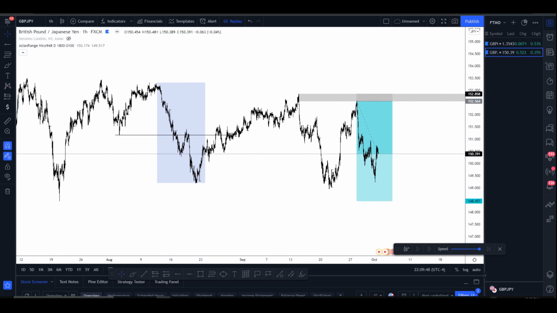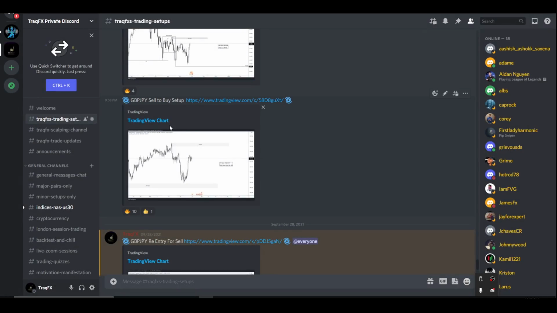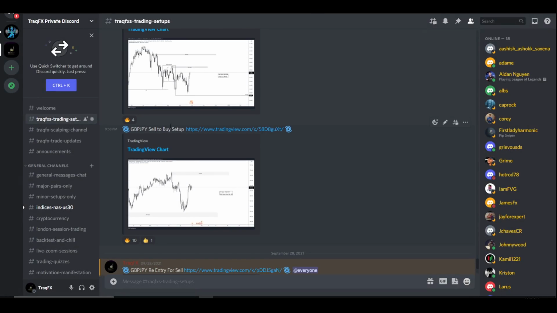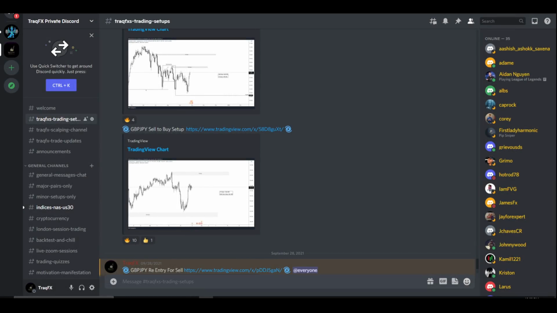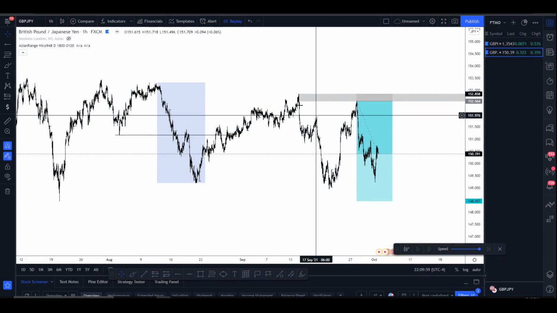Now, I just showed you that I did send this to the group chat right here. GBP JPY, sell to buy setup. We're selling from here all the way back down to here. I sent it to the group chat. Yeah, so that's initially what's happening.